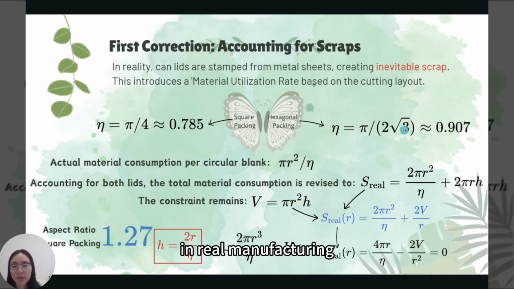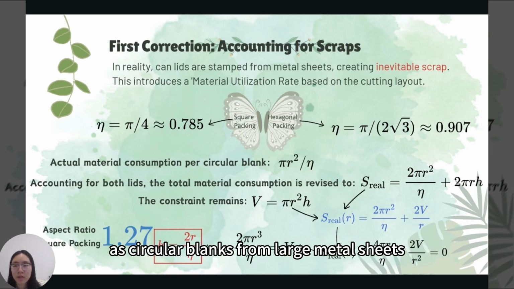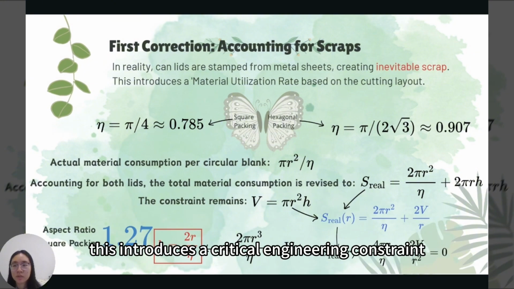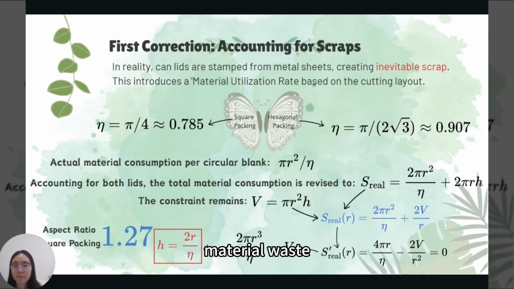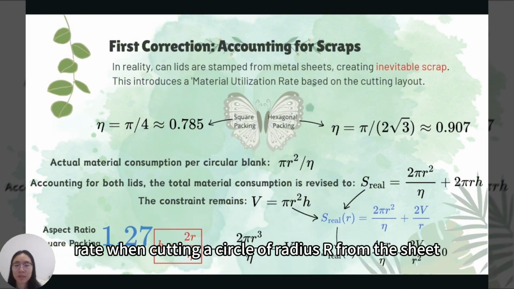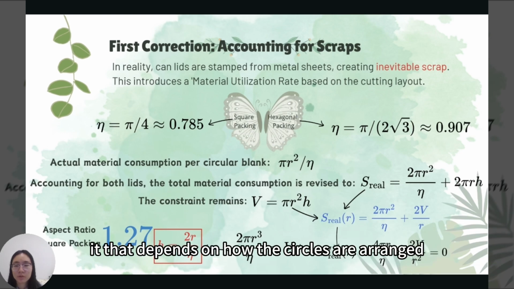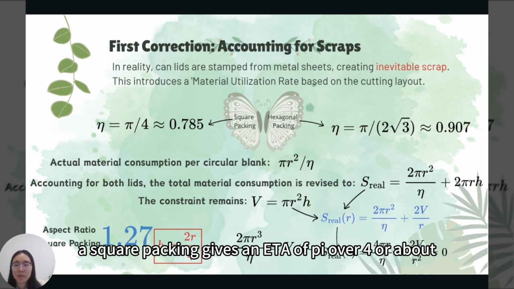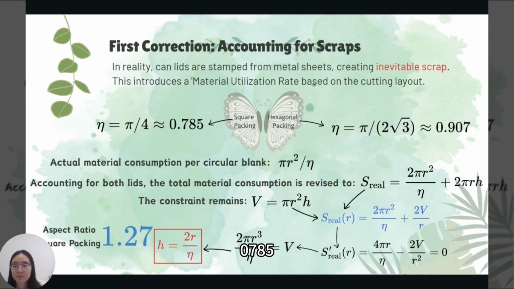In real manufacturing, the top and bottom of the can are not just formed out of thin air. They are punched out as circular blanks from large metal sheets. This introduces a critical engineering constraint: material waste. Let's define eta as the material utilization rate when cutting a circle of radius r from the sheet. Eta depends on how the circles are arranged. A square packing gives an eta of pi over 4, or about 0.785.